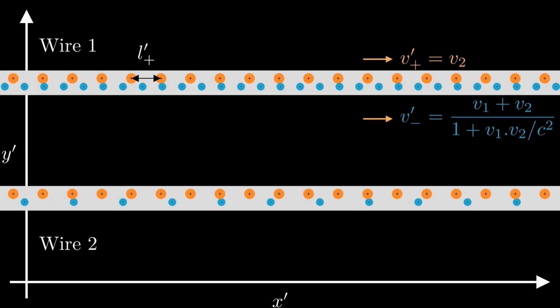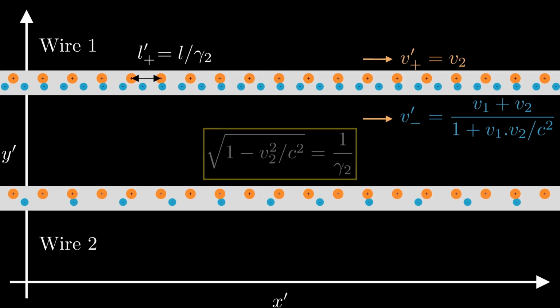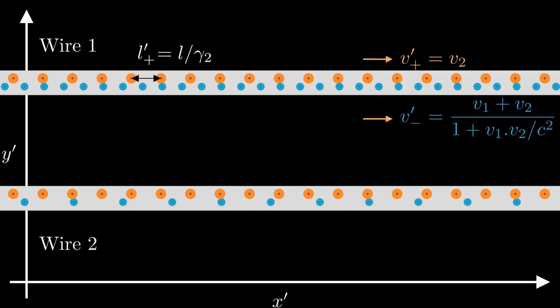Therefore, from the ideas of relativistic length contraction, the spacing between the positive ions in the prime frame, L prime plus, is L multiplied by the square root of 1 minus v2² over c², which is represented in the terminology of relativity as L over gamma 2. Now let us turn our attention to the electrons in wire 1, calculating the spacing of which is not straightforward like the case of ions.